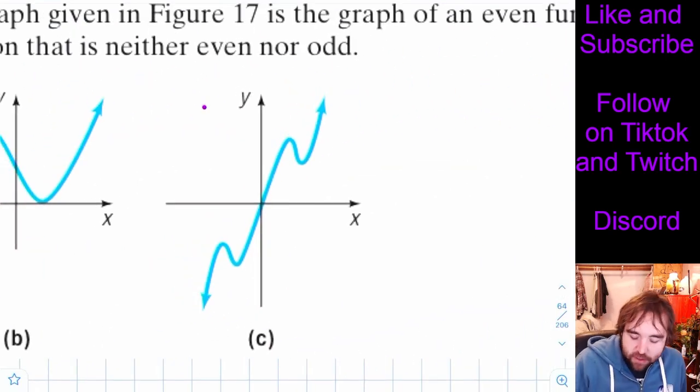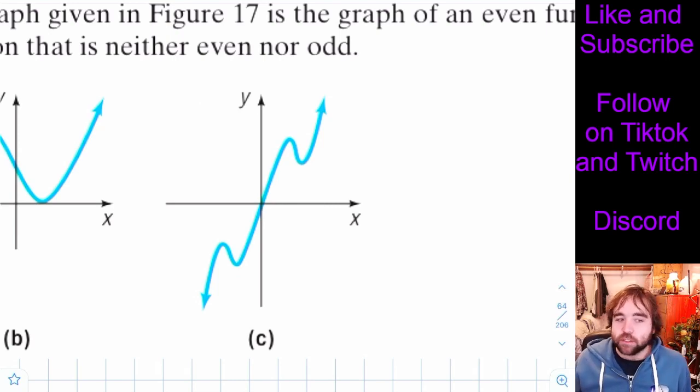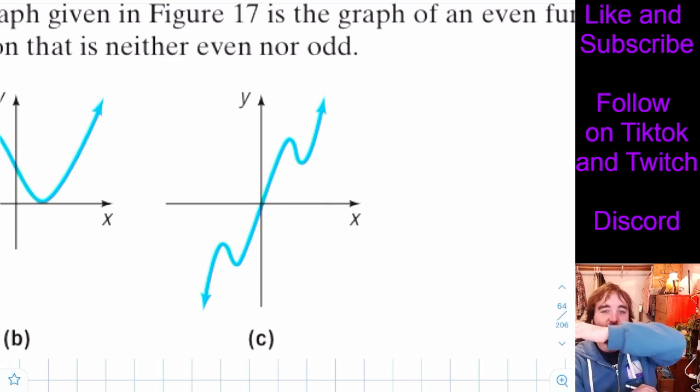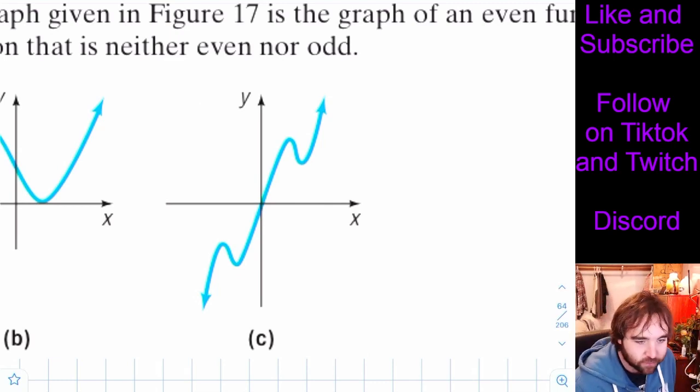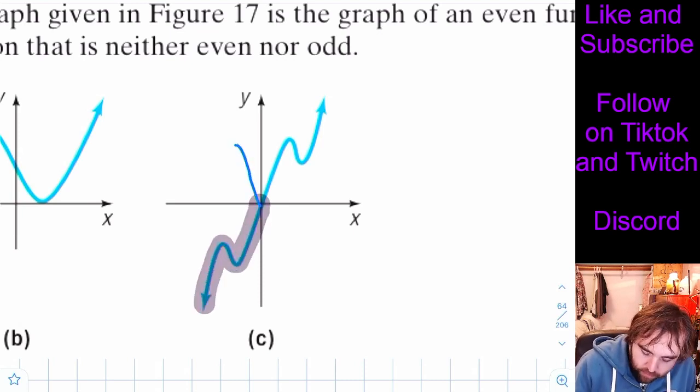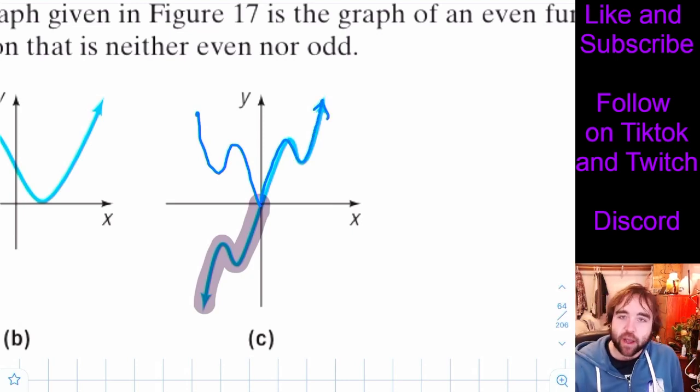So if it's odd, that means it has origin symmetry. Now, what does origin symmetry mean? That means if you flip it over both axes, it lands back on itself. So I like to look at one side. If you look at this side, you see if you flip it up over the x-axis, it would become something like that. And then if you flip it over the y-axis, it would land back on itself. So that's what an odd function looks like.